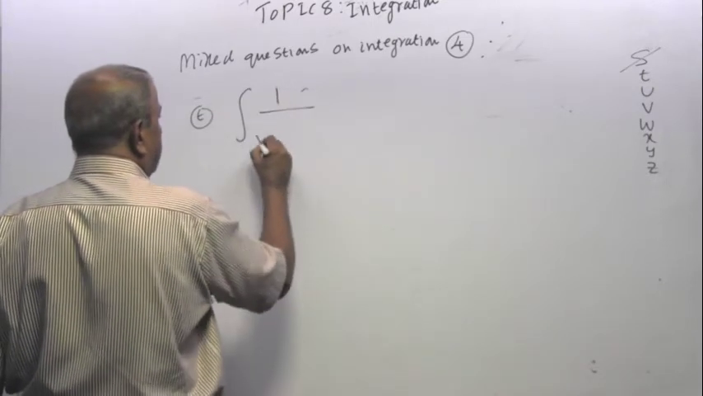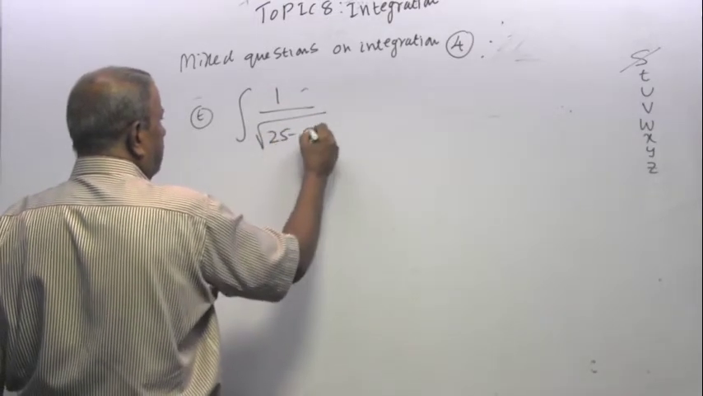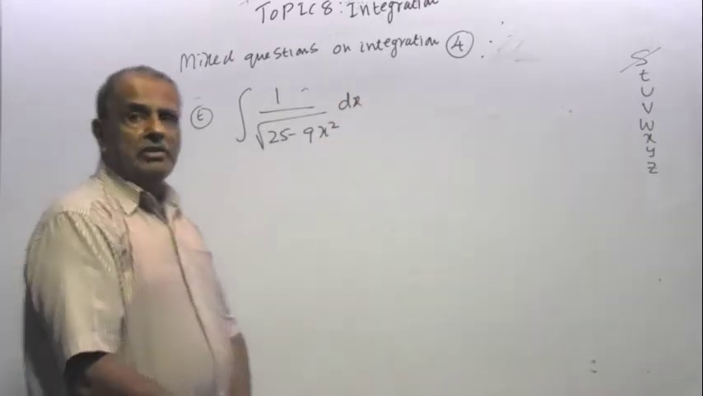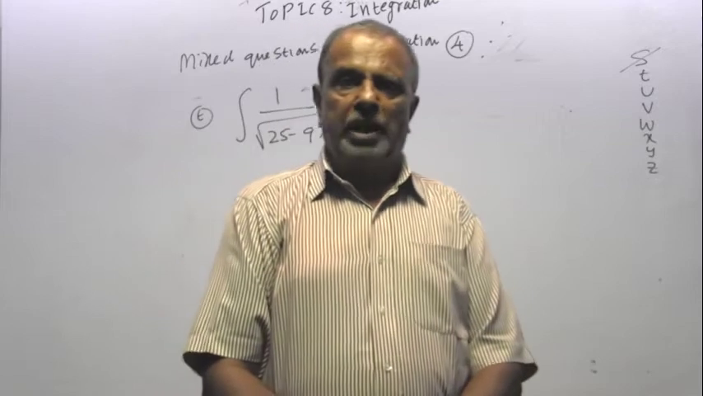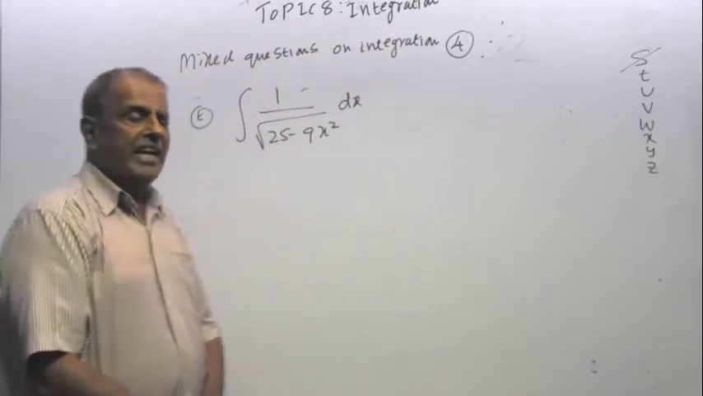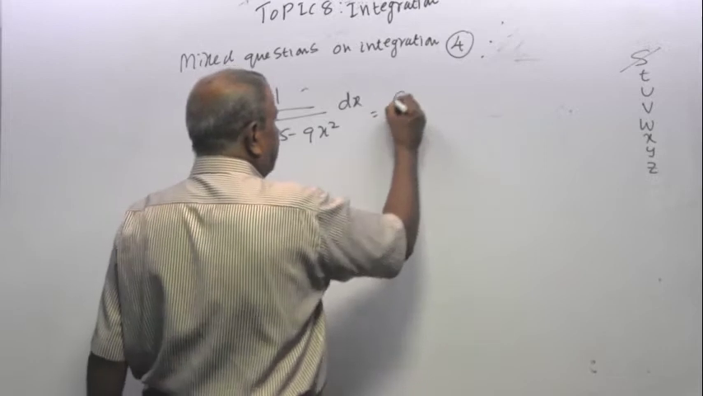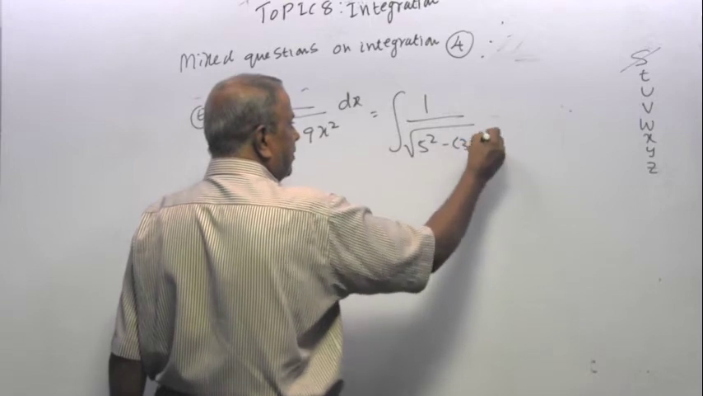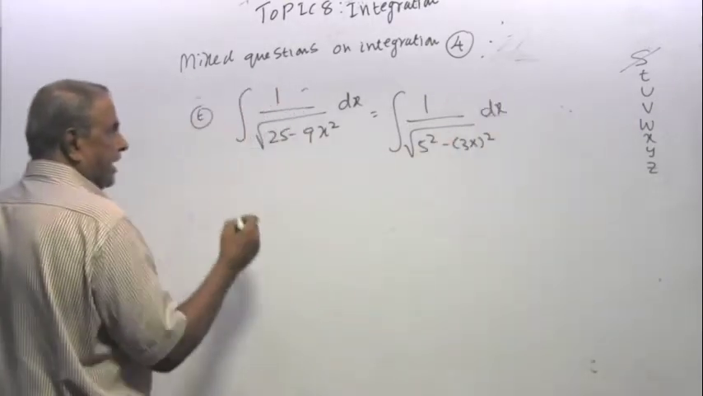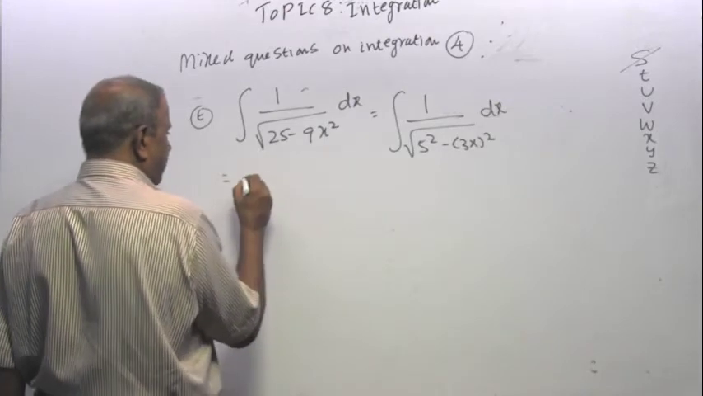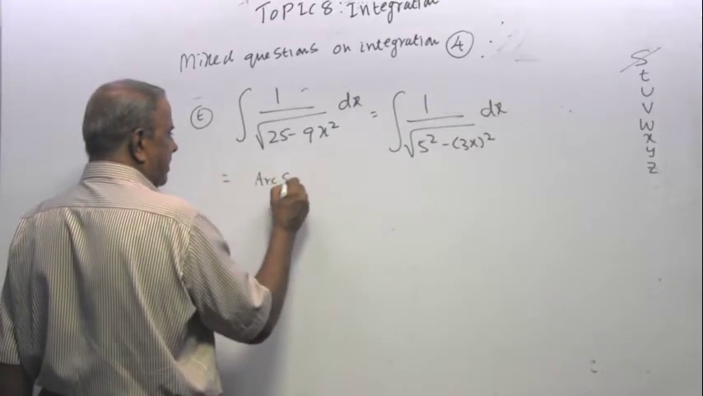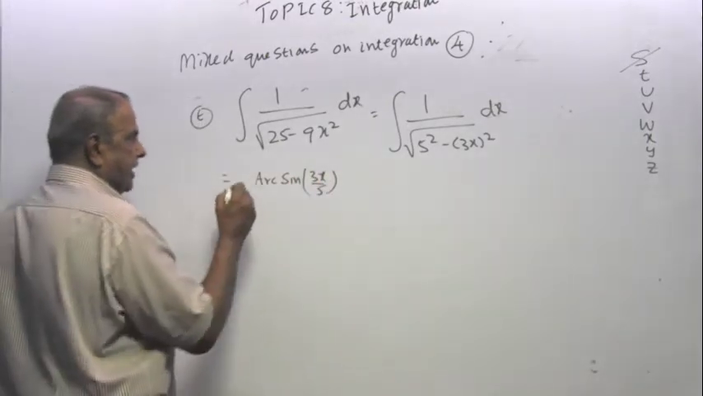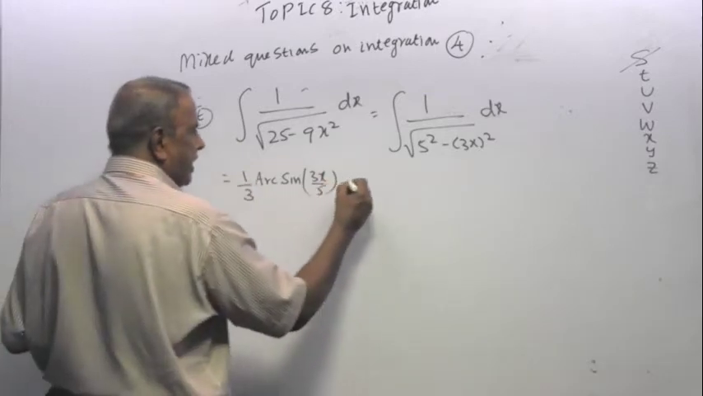Question t: the integral of 1 over root of 25 minus 9x squared dx. It resembles the standard formula: 1 over root of a squared minus x squared is arc sine of x over a. But there is a difference, so I need to write it as 1 over root of 5 squared minus 3x all squared, dx. In place of x, I have 3x. So it is arc sine of 3x over 5. But when I differentiate 3x, I get a 3. In integration, you divide by 3.